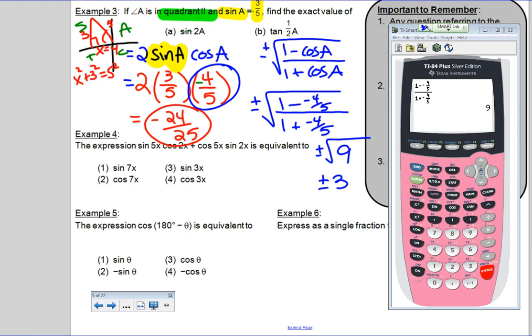Now, since we're in quadrant 2, that means if we take half of a quadrant 2 angle, we'll be in quadrant 1, which is going to be positive. So for this, you have to worry about which quadrant you're in. Think about what angle is in quadrant 2, and half of 180 is 90. So you're going to be less than 90. So in quadrant 1 is really where it's going to end up being. It's going to be positive 3.